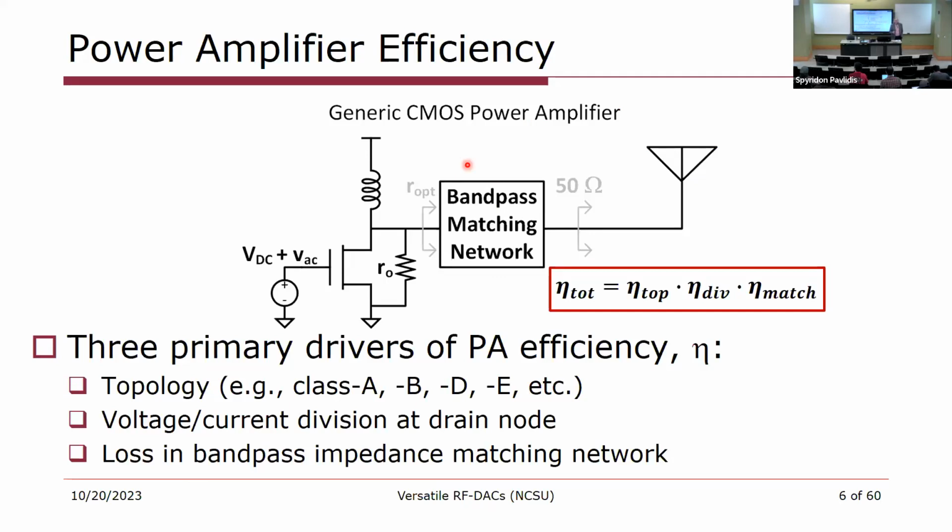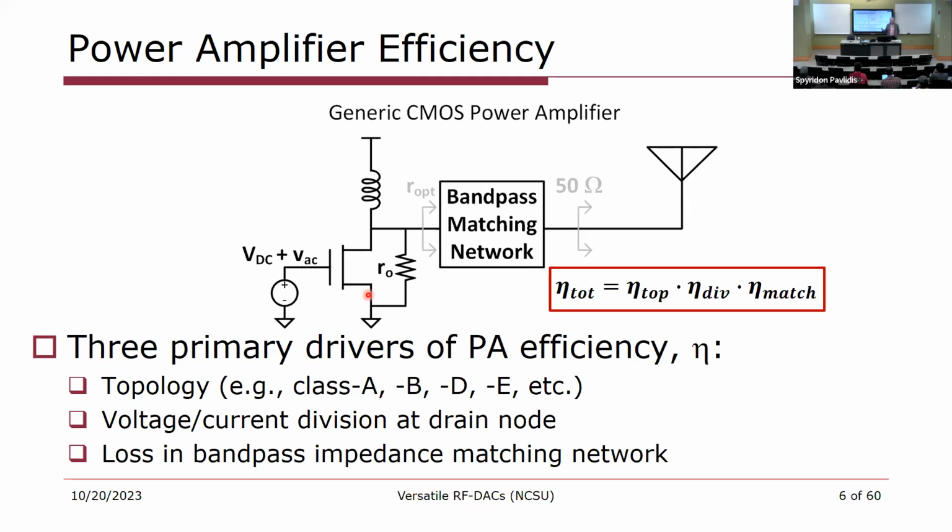Now, on top of this, I tend to work in power amplifiers, and what we really care about in power amplifiers is efficiency. So here is a generic CMOS power amplifier. It really just consists of a big transistor and a bandpass impedance matching network. The efficiency of the amplifier is driven by three things: the topology. So you might have seen a class A, B, or AB amplifier before, or maybe a D, E, or F. Those are switching topologies. It's also driven by voltage or current divisions that happen because the transistor has finite output impedance. And the efficiency is also driven by loss in the bandpass matching network.